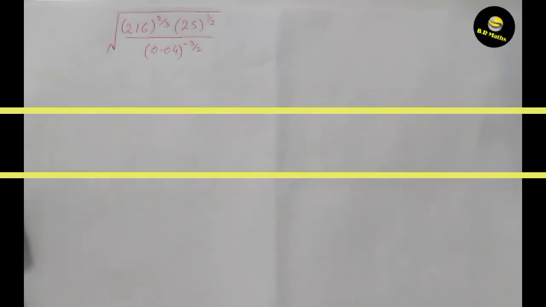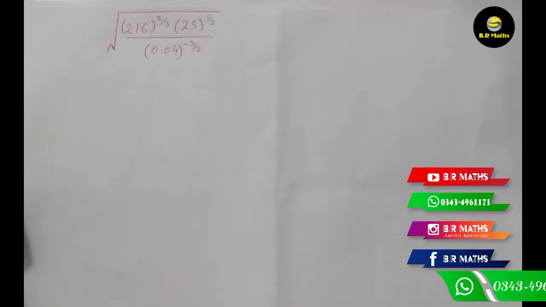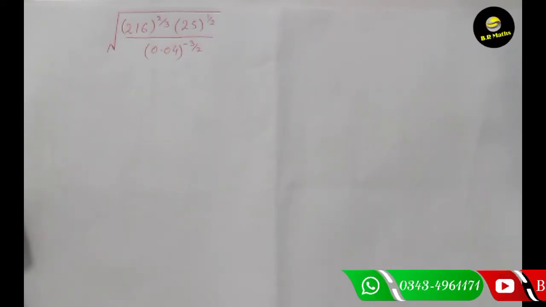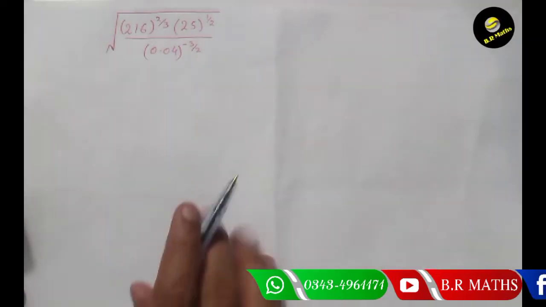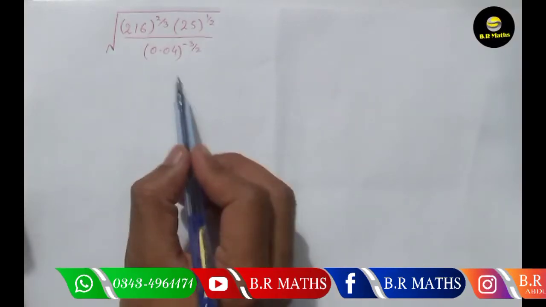Raised to power 1 by 2, divided by 0.04 raised to power minus 3 by 2, and the whole square root. Question, student, this is a very important long question. Simplify this question.